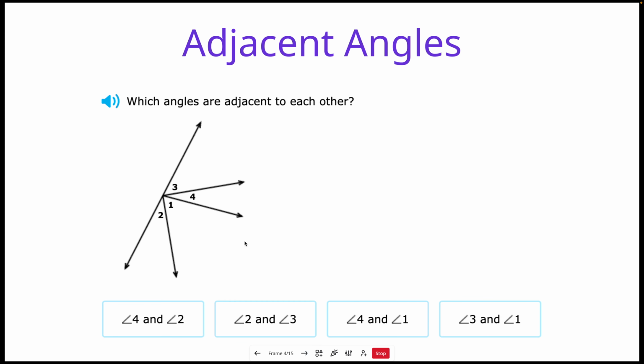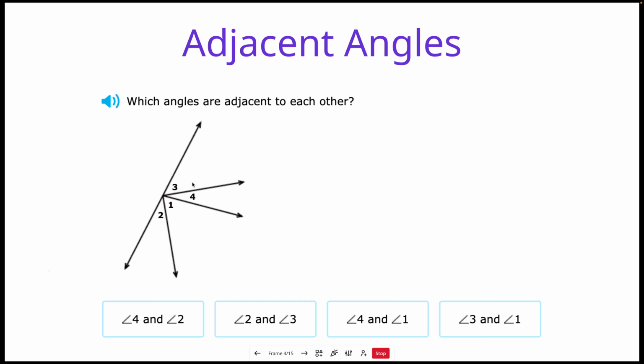Here we go. Adjacent. Adjacent angles just means angles that are right next to each other in the drawing. So for example, 1 and 2 are right next to each other. They are adjacent. But 3 and 1 are not adjacent because they are not side by side, right? The 4 is in the middle.